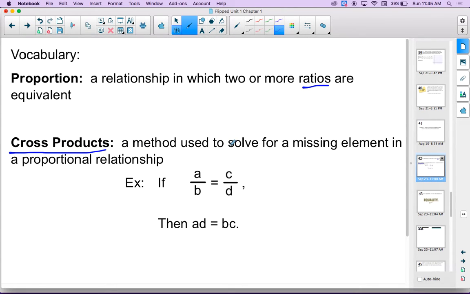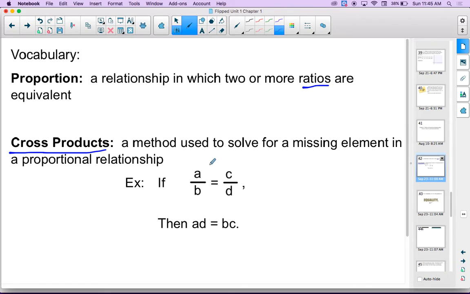Cross products, this is a method used to solve for a missing element in a proportional relationship. Okay, so make sure that definition gets copied down. Also, you have some space underneath that. You should write this example. If we have a ratio A over B, and we know that that's equal to the ratio C over D, then this is what's called a proportion.